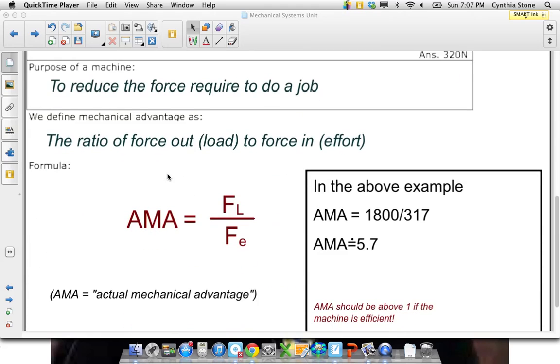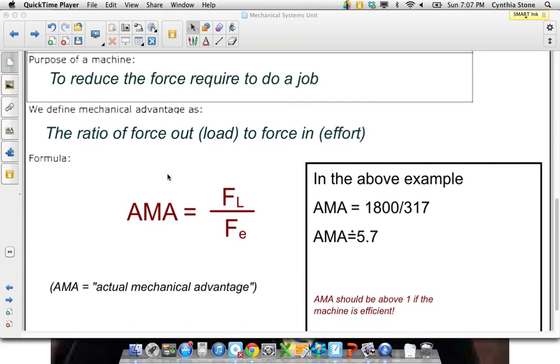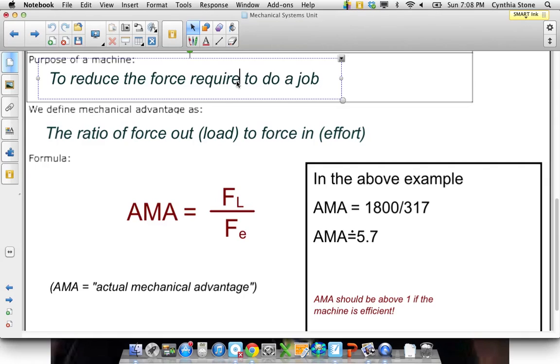If we look at the primary purpose of a machine that we focus on in this course, there are lots of them, but the one we're concerned with is the idea of reducing the force required to do a job.